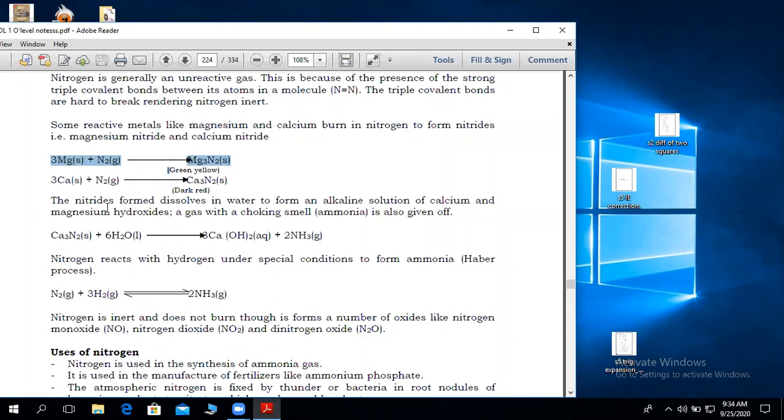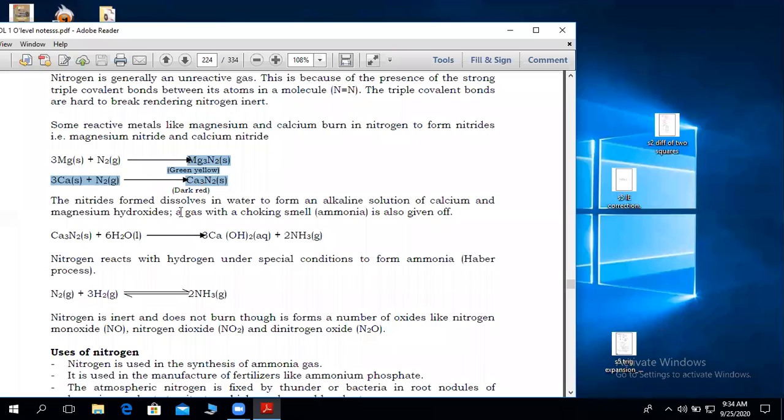Now, another important point is here. These nitrides which are formed, magnesium nitride and calcium nitride, when they dissolve in water, they form an alkaline gas. There is only one alkaline gas in chemistry of all levels, and that alkaline gas is ammonia. So when these nitrides, magnesium nitride and calcium nitride, dissolve in water, they form alkaline solutions.